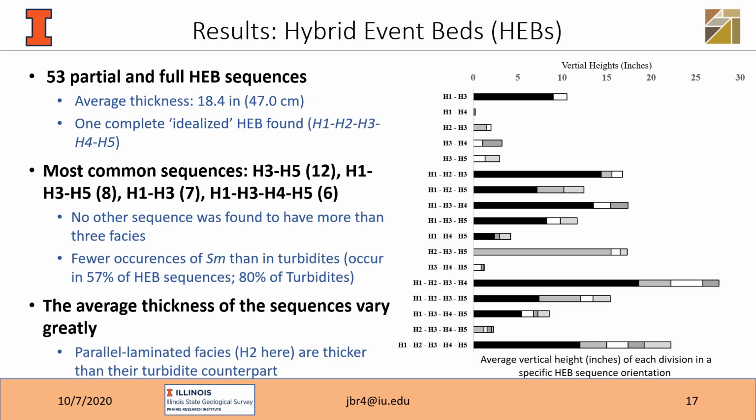Now, as you can see on this page, we found significantly more hybrid event beds than we did turbidites. However, beds of this kind were often shorter, and the most common orientations were often more complete. Not only are HEB deposits smaller than the turbidites, but each facies found within the HEBs was smaller, except for one. The parallel laminated sandstone, indicated as H2 here, was actually larger than the laminated sandstones found in the turbidites.